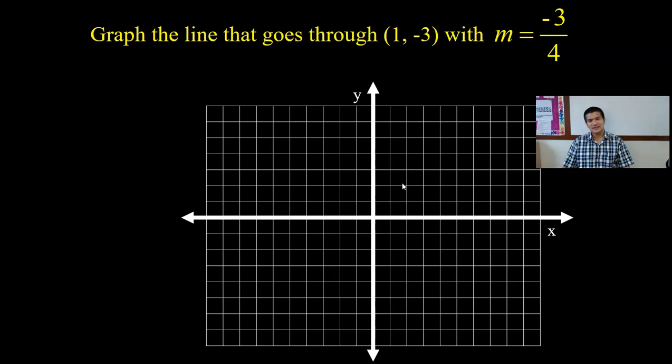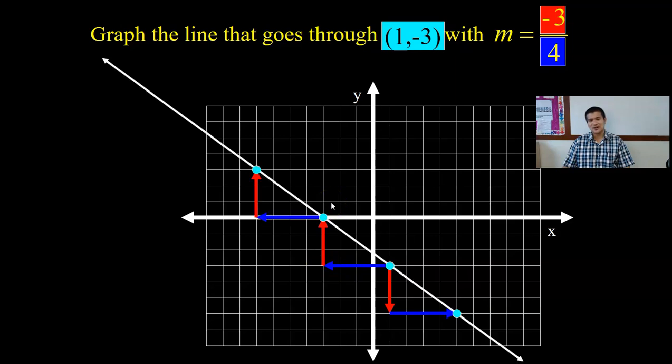Graph the line that goes through 1 and negative 3 with a slope of negative 3 over 4. So it is from the point 1, negative 3, with a slope of negative 3 over 4. You count negative 3 down, and then positive 4. So we can have 4 here, and then 3, 4, and 3. Therefore, we can create the line going this way. That is how you graph a given line with its slope.